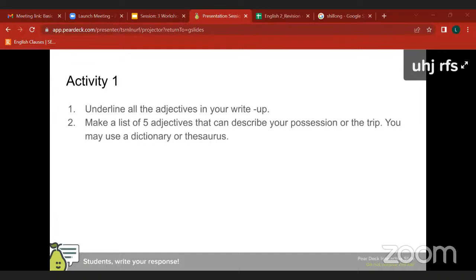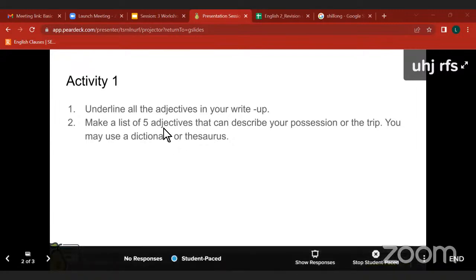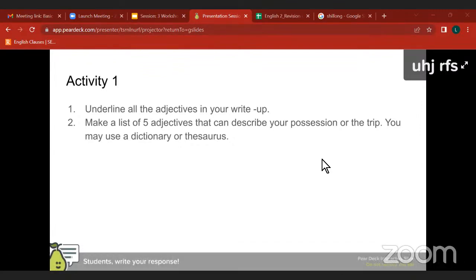One is a trip and one is a thing, a valuable possession. Just write about 5 to 6 sentences, not more than that. And as you write, please keep the outline in mind, right? The topic sentences, supporting sentences, concluding sentences, and whatever goes into it.